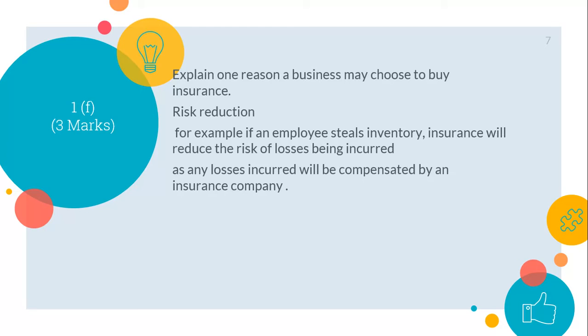The next question, explain one reason a business may choose to buy insurance. Now it says explain and it has 3 marks. So the first thing is you have to identify the reason. One reason a business may choose to buy insurance is risk reduction. So mention the reason. Then you can explain this further by giving an example. For example, if an employee steals inventory, insurance will reduce the risk of losses being incurred, as any losses incurred will be compensated by an insurance company.